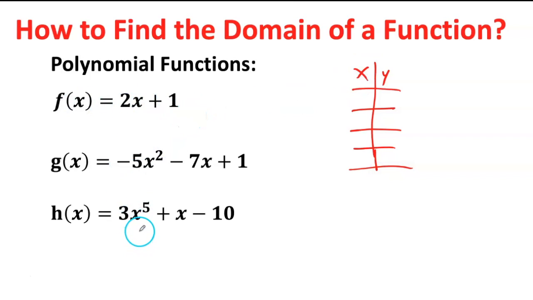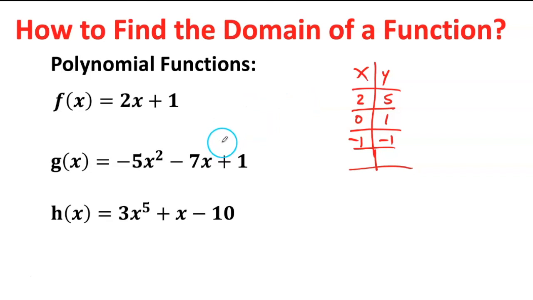When I have a polynomial function, I can plug any value. 2 times 2 is 4 plus 1 is 5. 0 times 2 is 0 plus 1 is 1. So it doesn't matter what values of x I plug in, I will get a value of y. Negative 1 times 2 is negative 2 plus 1 is negative 1. So every value of x that I put, I get a value of y.